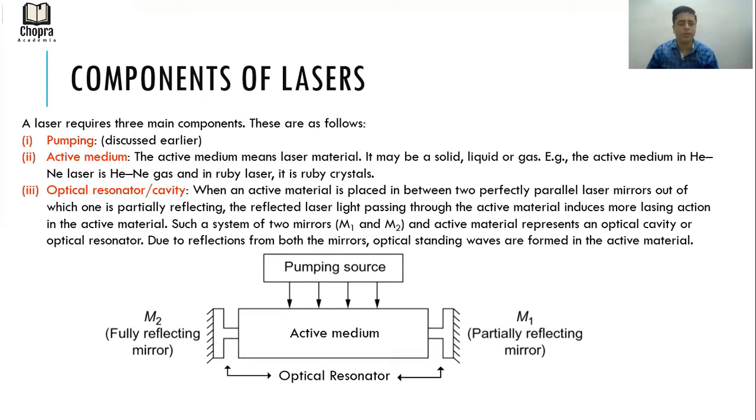This is the pumping system or pumping source. Second one, this also has been discussed earlier. So I'll go to the second one. Second component is called active medium. The active medium means laser material. It may be a solid, liquid or gas. Example, the active medium in helium neon laser is helium neon gas, and in ruby laser it is ruby crystals.